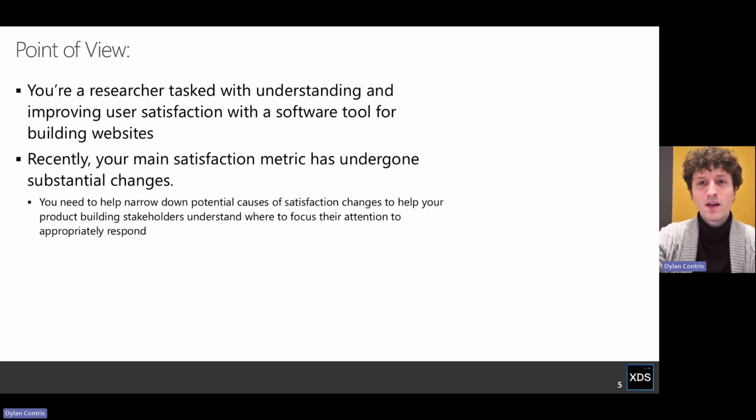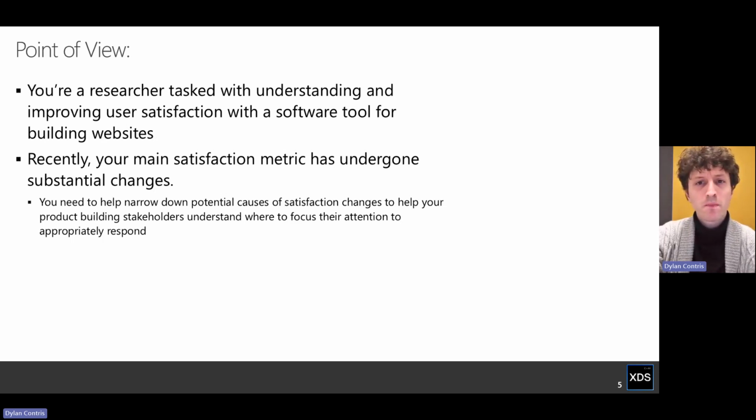You're a researcher tasked with understanding and improving user satisfaction with a software tool for building websites. Recently, your main satisfaction metric has undergone substantial changes, and you need to help narrow down potential causes of satisfaction changes to help your product building stakeholders understand where to focus their attention in order to appropriately respond.